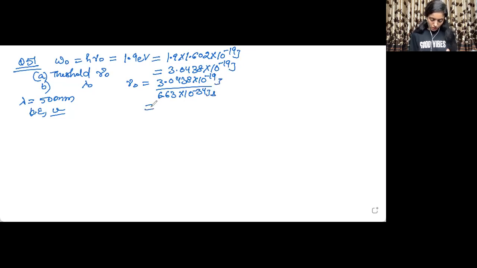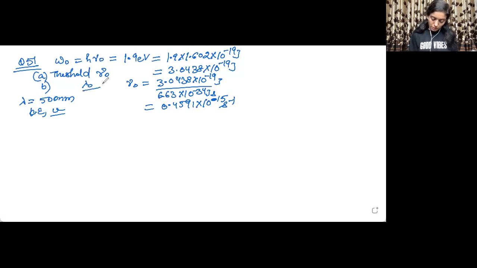So it will be equal to 0.4591 into 10 raised to the power minus 19 plus 34. 34 minus 19 equal to 15. Not minus 15, but 15 per second. So this is the frequency. You can convert it into scientific notation.